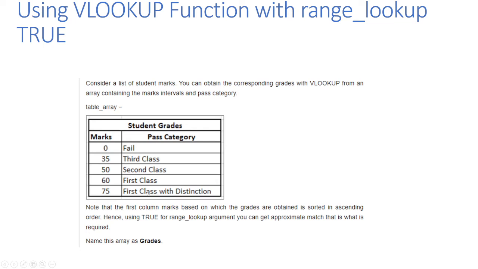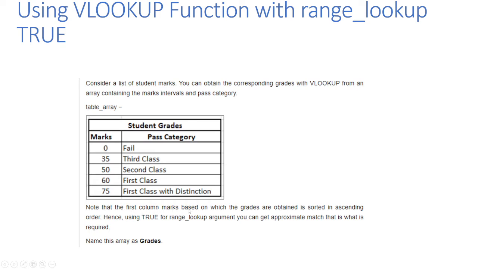Using the VLOOKUP function with range lookup true. So consider the list of student marks. You can obtain the corresponding grades with VLOOKUP from an array containing the marks, intervals, and past categories. So this is the table array. You notice the marks 0 up to 34 point something, that's fail. 35 is third class, that's 35 to 49. Then 50, that's second class, that's 50 to 59. Then 60, first class, that's of course 60 to 74. And 75, first class with distinction.